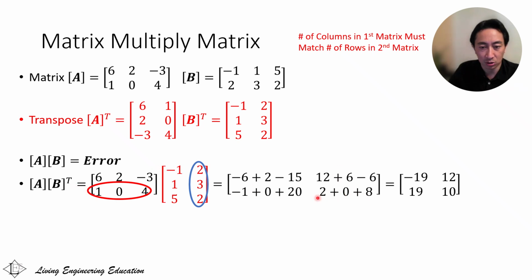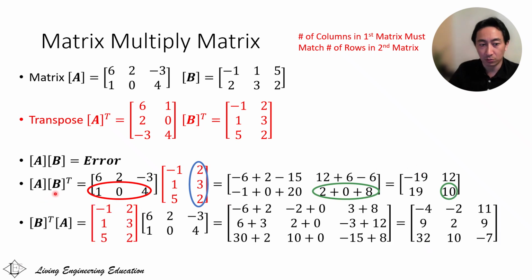So 1 times 2, 2, 0 times 3, 0, 4 times 2, 8. So the dot product of those 2 vectors gives us this value. Dot product of 6, 2, -3 and -1, 1, 5. First row, first column would give us this cell. Would give us -19, and so forth.